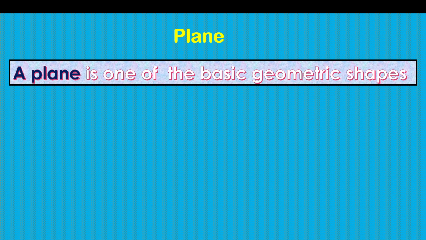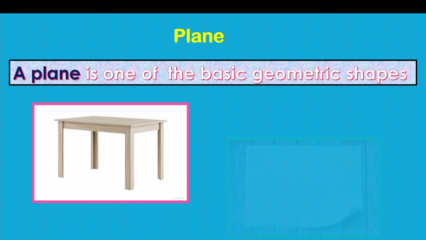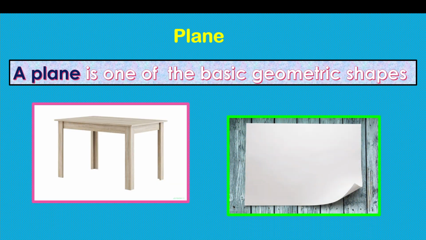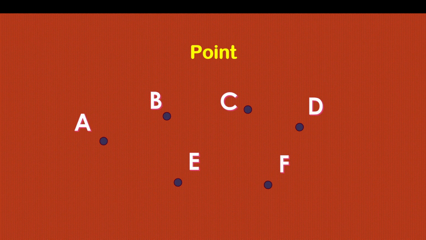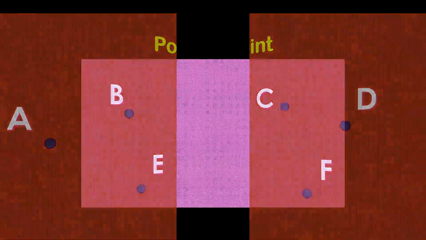What is a plane? A plane is one of the basic geometric shapes. The easiest way to imagine a plane is to look at a table or a sheet of paper. That is, it is a flat, smooth surface. A plane in geometry is flat, unbounded, and has no thickness. Points are indicated by capital Latin letters A, B, C, D, E, F.